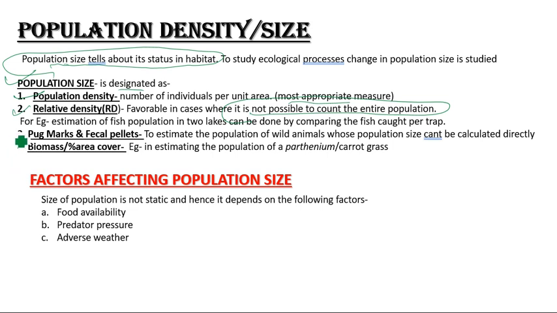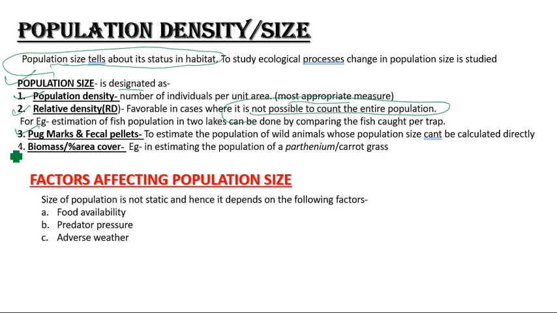Okay, now next, moving to pug marks or fecal pellets. Now see, there are some wild animals like lions, tigers, etc. If we go and ask them to stand up because we want to count them, okay? They will be sitting nicely in heaven. So to estimate the population of such wild animals, we consider the pug marks and the fecal pellets. Fecal pellets means the potty, and by looking at it we estimate. Pug marks means the footprint, which you will see in many movies. By looking at it, we can estimate the population size of that wild animal in that very area, okay?